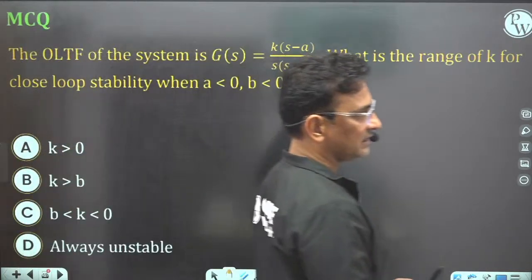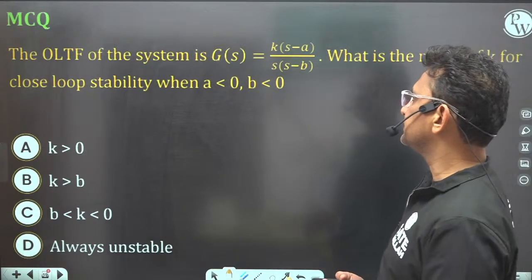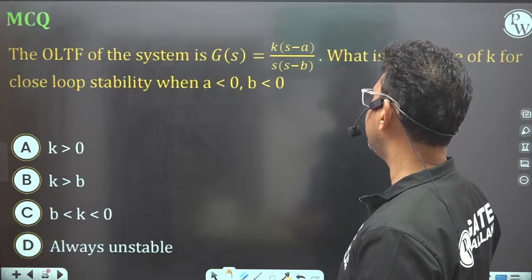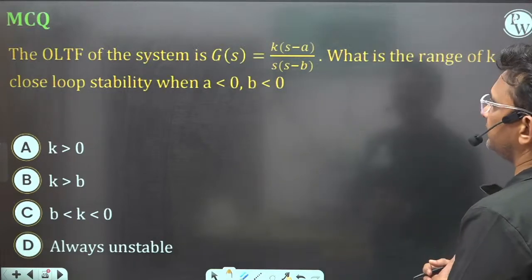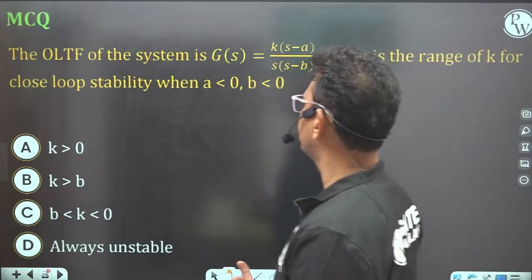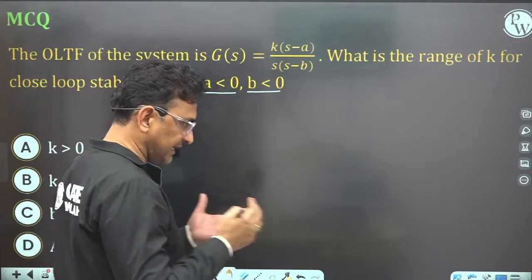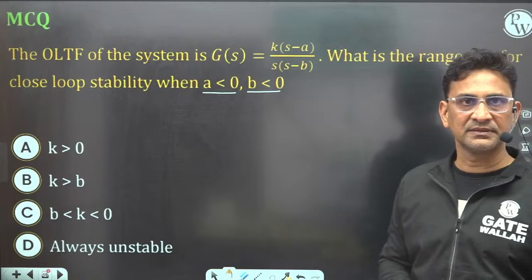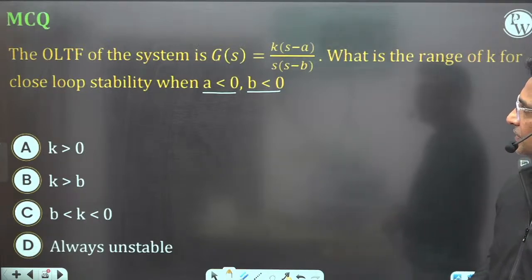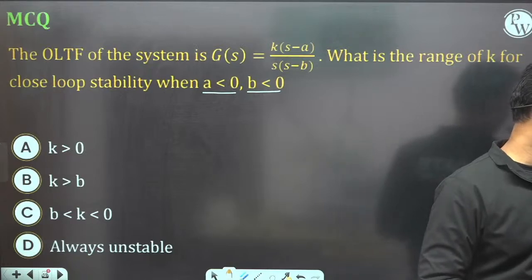Okay. Very simple question from Routh-Hurwitz criteria. The open loop transfer function of the system is given k into s minus a divided by s minus b. What is the range of k for closed loop stability when a is less than 0 and b is less than 0? It is given a is less than 0 means a is negative and b is less than 0 means b is also negative. So for which value of k the system will be stable? Apply the Routh-Hurwitz criteria.